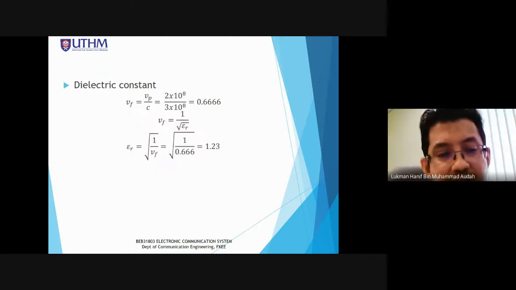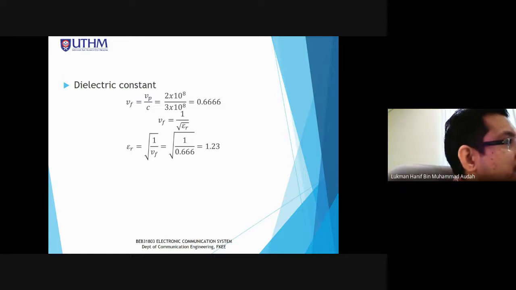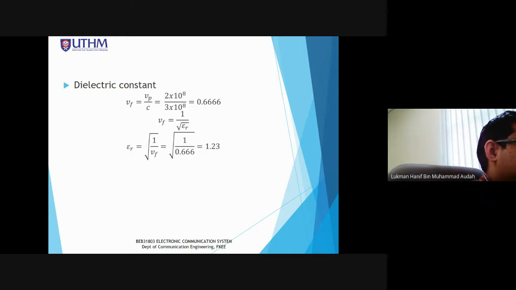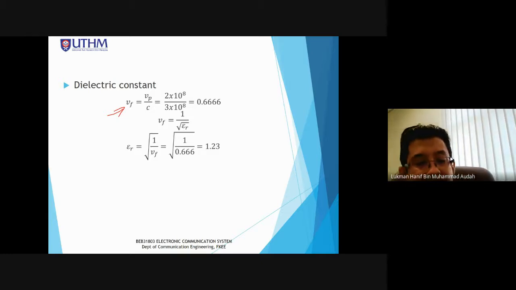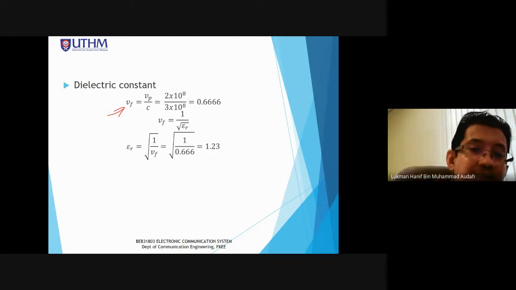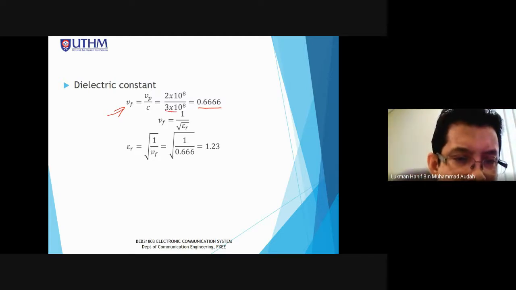Okay. Kemudian cari dielectric constant. So dielectric constant epsilon R. So dielectric constant, we can get dielectric constant based on the value of velocity factor. Okay, kita boleh dapatkan nilai epsilon R berdasarkan nilai velocity factor. Okay, so velocity factor we can find based on these equations, which is equal to velocity, phase velocity, kelajuan gelombang dibahagikan dengan kelajuan cahaya. So we get this 0.666.